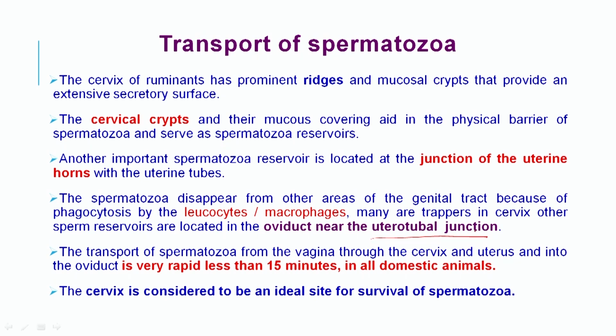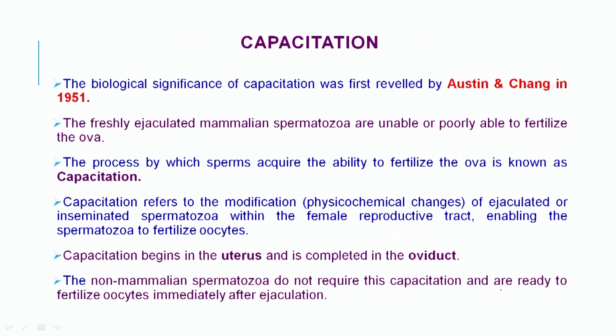The transport of the spermatozoa from the vagina through the cervix and uterus into the oviduct is very rapid, and it takes less than 15 minutes in all domestic animals. The cervix is considered to be one of the ideal sites for the spermatozoal reservoir. Now coming to the capacitation.